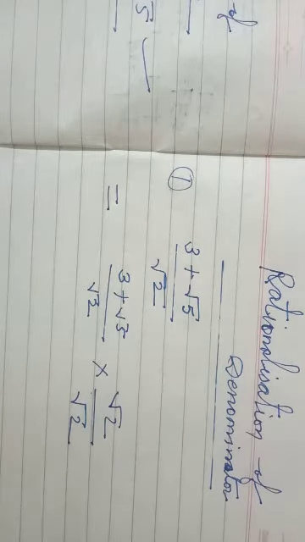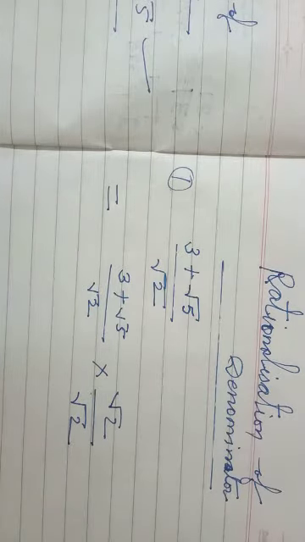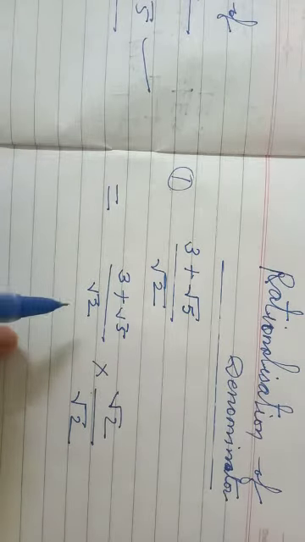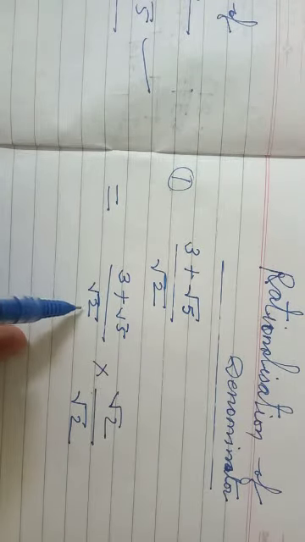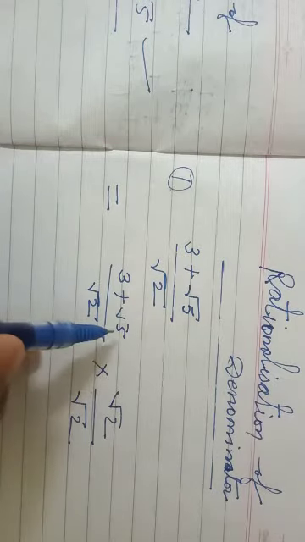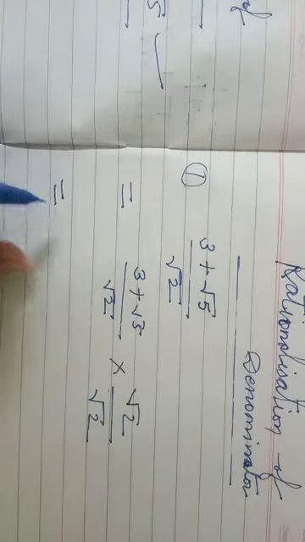You should never bring any other irrational number to multiply here. We should multiply by the denominator number only. Okay, and our denominator irrational number is root 2. So we should multiply by root 2 into the numerator and denominator also. Then what will be here?